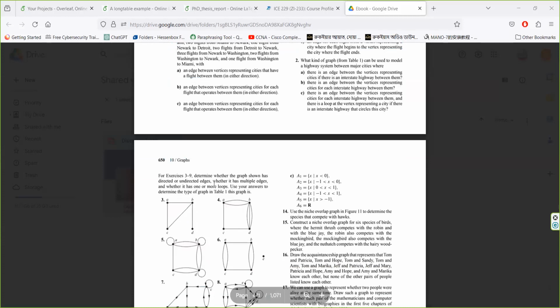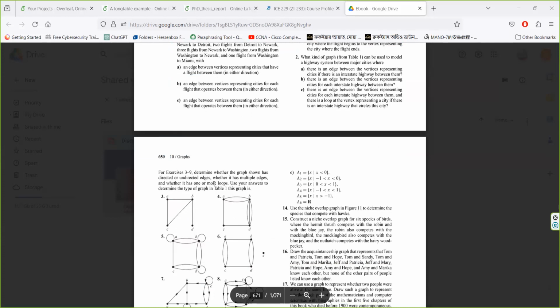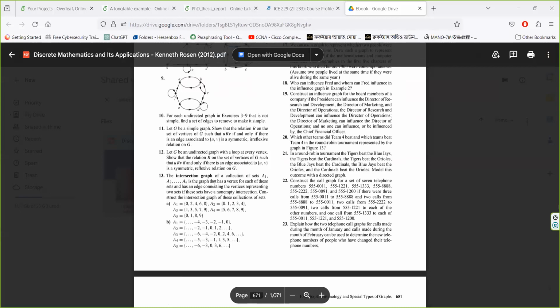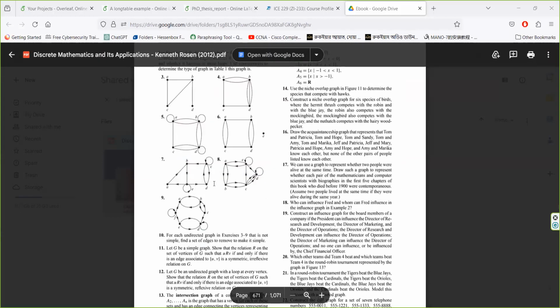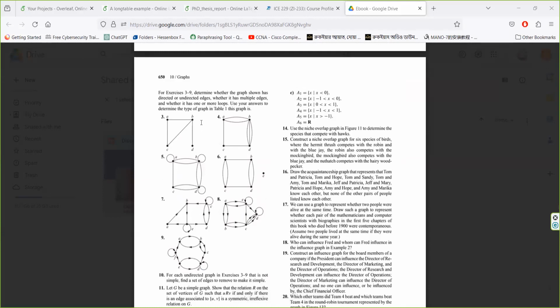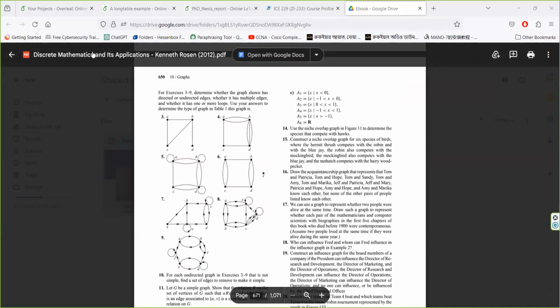Now, what can you see? What are you seeing? I have shared my screen. What can you see now?